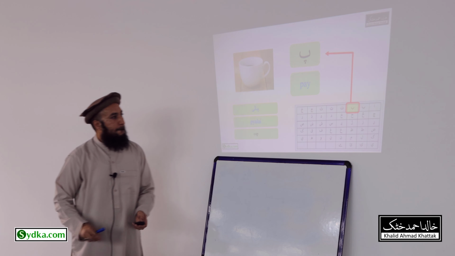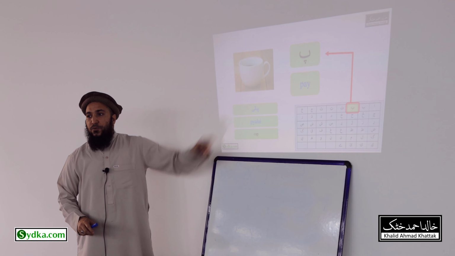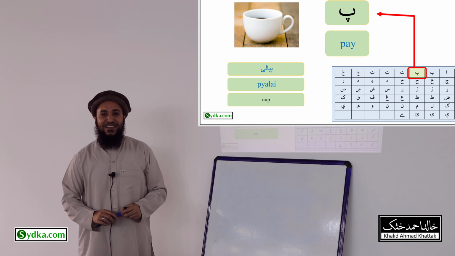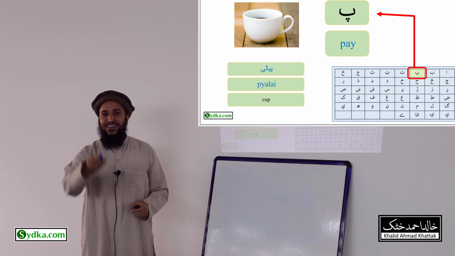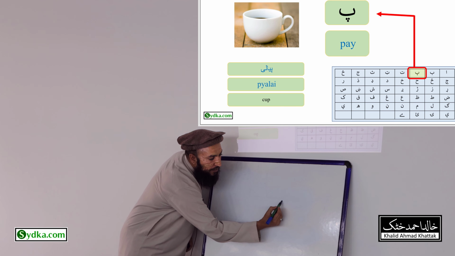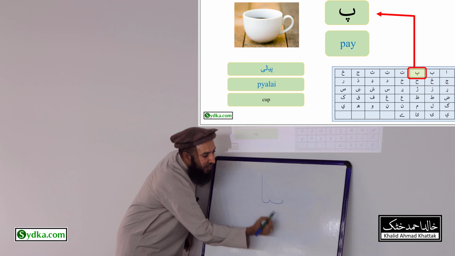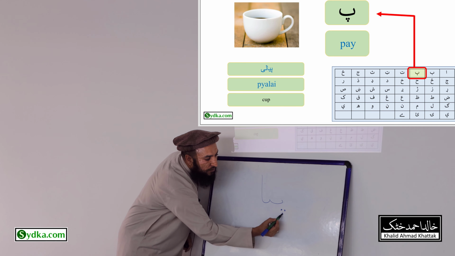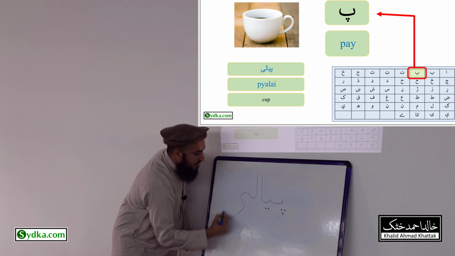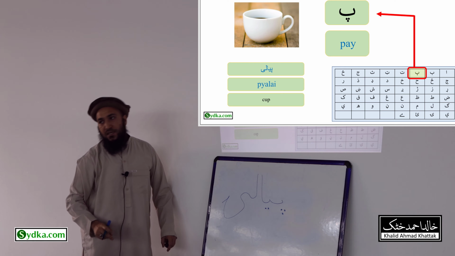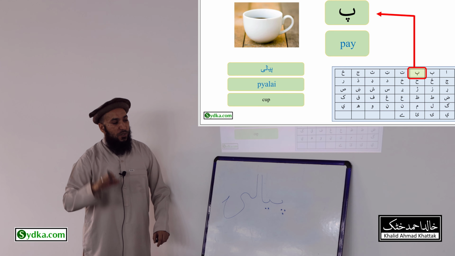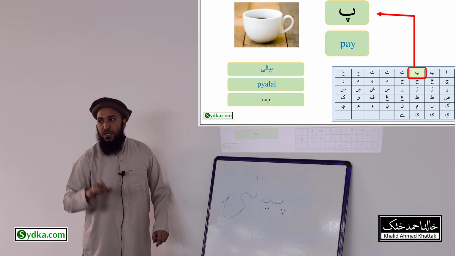Next one. Who can pronounce it? Pyala. Pyali. Pyale. Okay, so the way we write is Pe, Ye, as 3 dots. This is important, Pyale. So in standard Pashto we say Pyale, but in local dialect we say Pele.